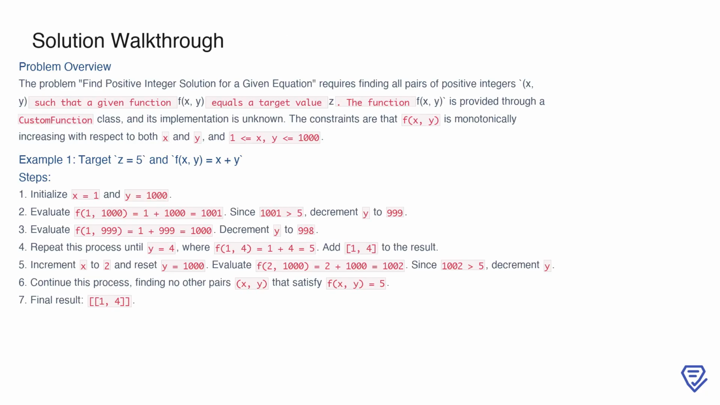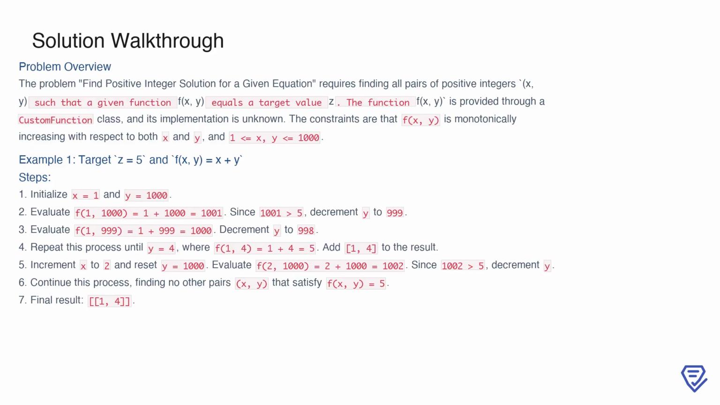In this problem, we need to find all pairs of positive integers, denoted as x and y, that satisfy a given equation f(x, y) equals z. The function f(x, y) is provided by a custom function class, and while we don't know its exact implementation, we do know that it is monotonically increasing with respect to both x and y. This means that as x or y increases, the value of f(x, y) also increases. Additionally, the inputs x and y are constrained to be between 1 and 1000 inclusive.